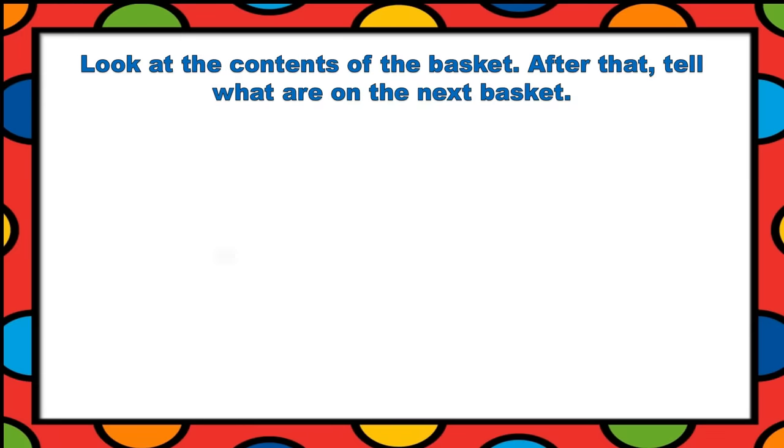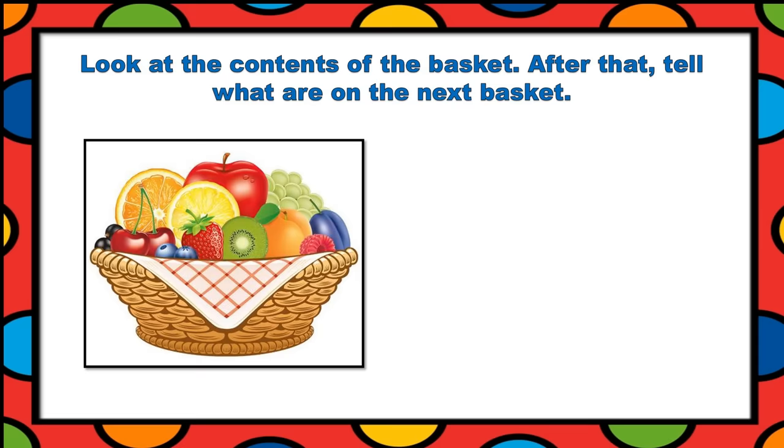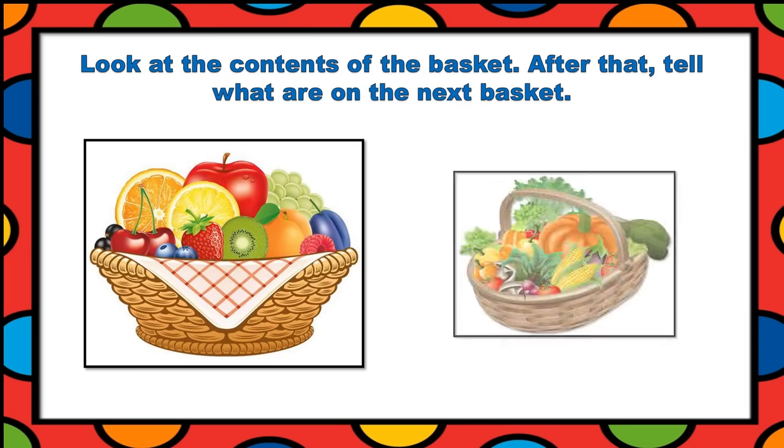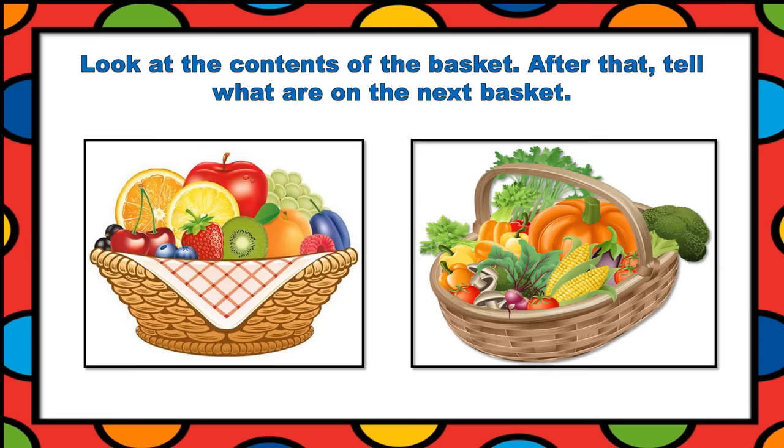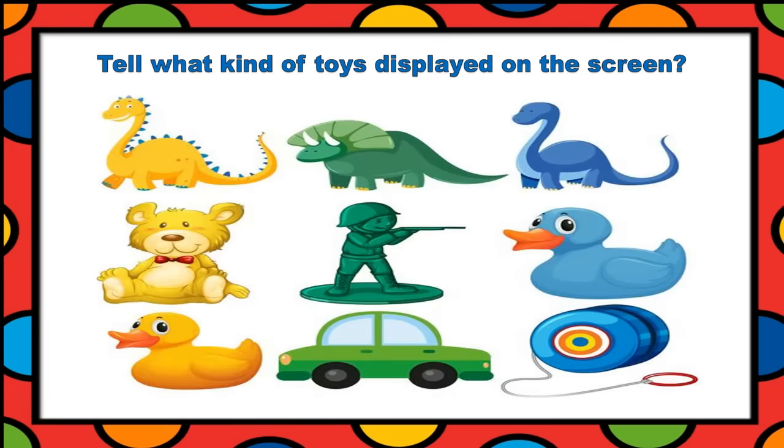Look at the contents of the basket. After that, tell what are in the next basket. Yes, the first basket contents are fruits, while the second basket contents are vegetables. Tell what kind of toys are displayed on the screen. There are dinosaur toys, bear, toy soldier, rubber duckies, car, and yo-yo.